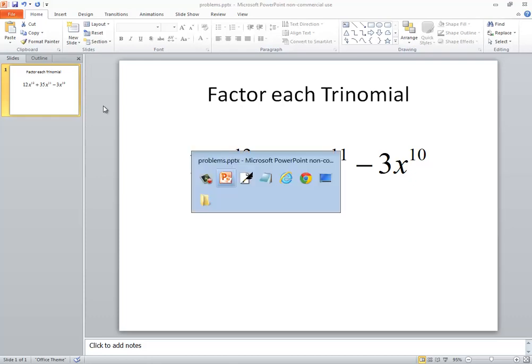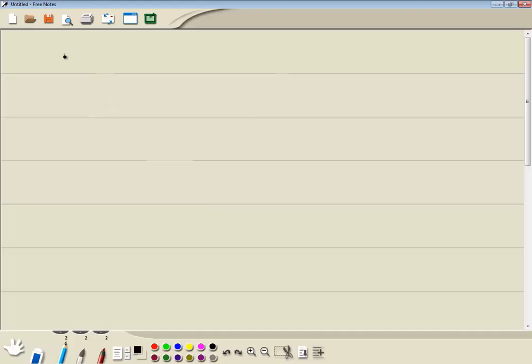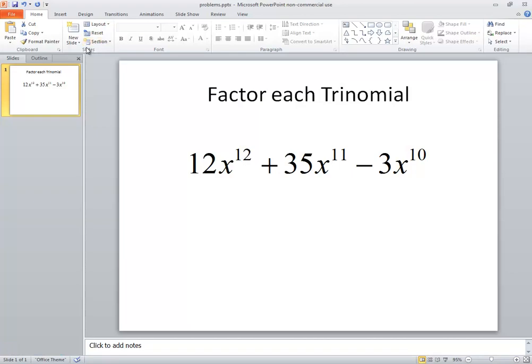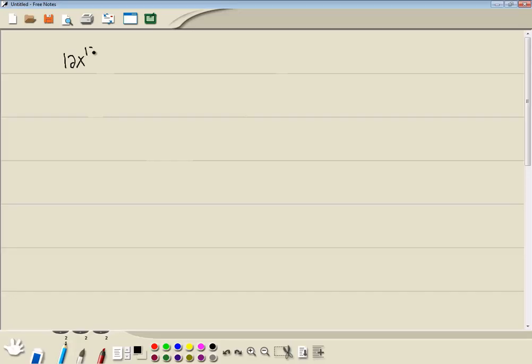Take a look at this problem. We've got 12x to the 12th plus 35x to the 11th minus 3x to the 10th. First off, we want to pull out a GCF.